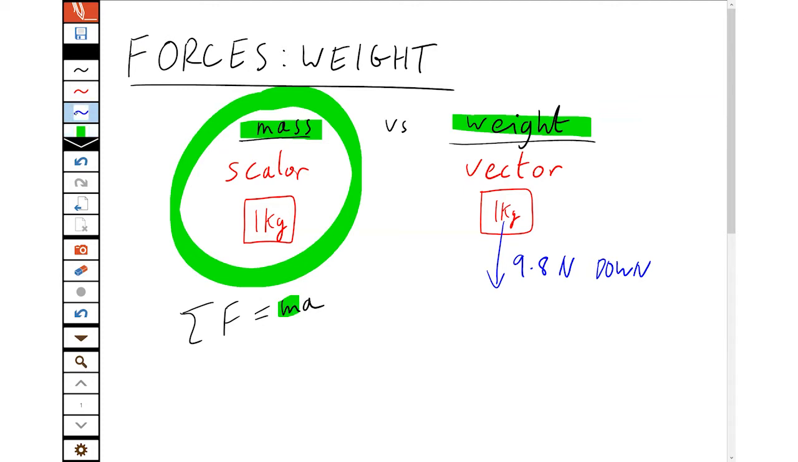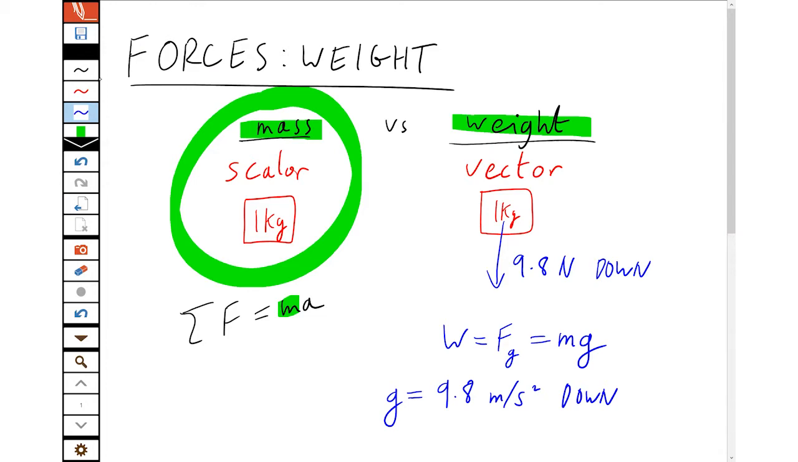So what is the weight? Well, the weight, or the force of gravity, whatever you want to call it, is the mass times the acceleration due to gravity. And we saw before, the acceleration due to gravity is 9.8 meters per second squared down. So that is that. Now, you'll notice there, mass and weight have different units.